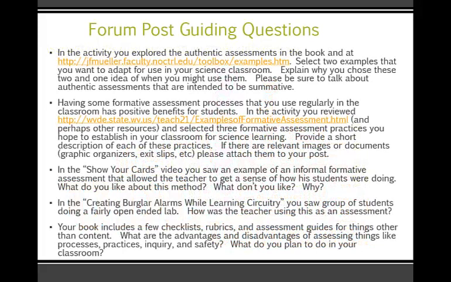This week you have 5 forum post questions. One is the activity about authentic assessments where you select 2 and explain how you would use them. One is the formative assessment where you select 3 and explain how you'll use them. There's a question for each of the videos that you watch. You're going to watch 2 videos that relate to the formative assessment section of this.